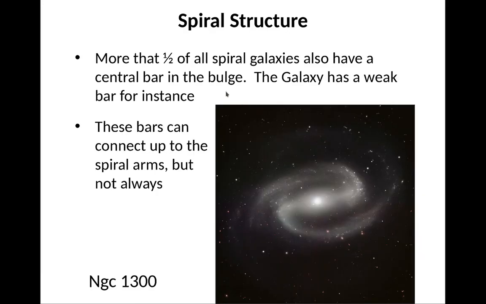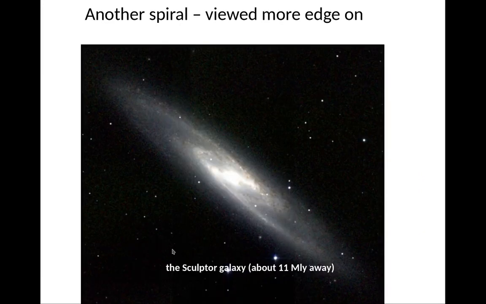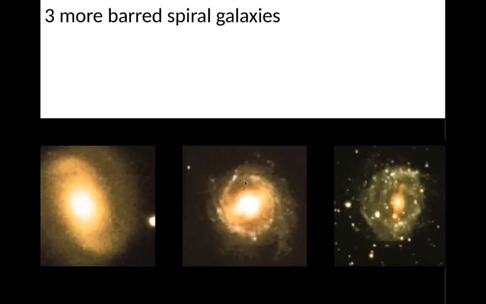More than half of all spirals have a central bar; we call them bar spirals. Our galaxy, the Milky Way, for instance, has a weak bar. Okay, these bars can connect up the spiral arms, but not always. So this is, for instance, NGC 1300. Okay, this is another one, Sculptor Galaxy. Again, you see the bar spiral right there, beautiful bar spiral. Three more bar spiral galaxies, those beautiful bar spirals.